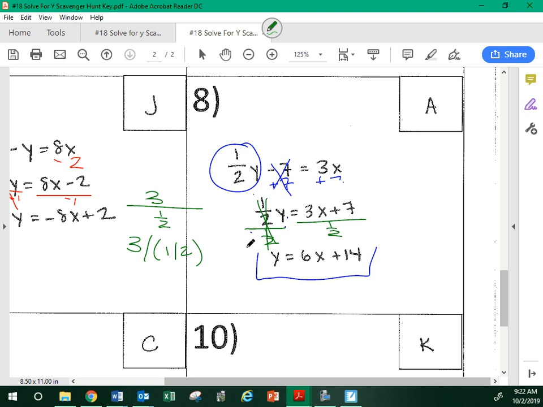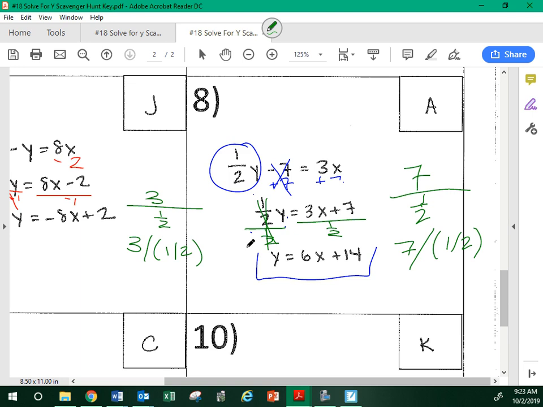Same thing: 7 divided by 1/2, or 7 divided by parentheses 1/2. So you'll still get the same answer, it just looks a little more complicated.